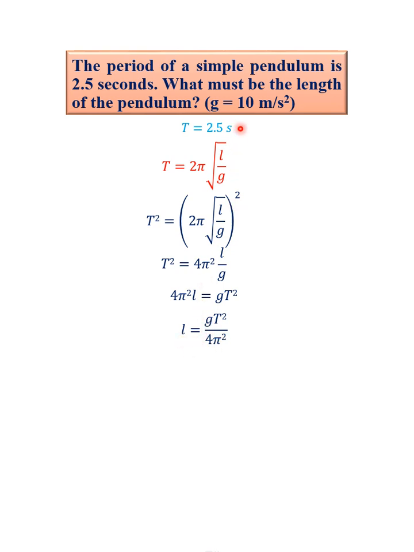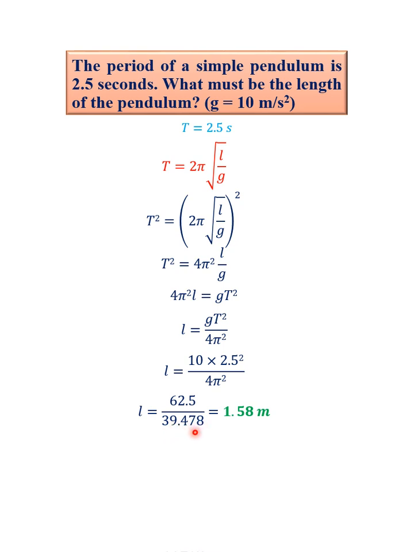g is the acceleration due to gravity, given as 10. So if we put the values, we have that L will be equal to 10 for g times 2.5 for the period T given in the question, then you square that, divided by 4π squared. This becomes 10 times 2.5 squared. In your calculator that will give you 62.5, divided by 4π squared, which in the calculator will give us 39.478.